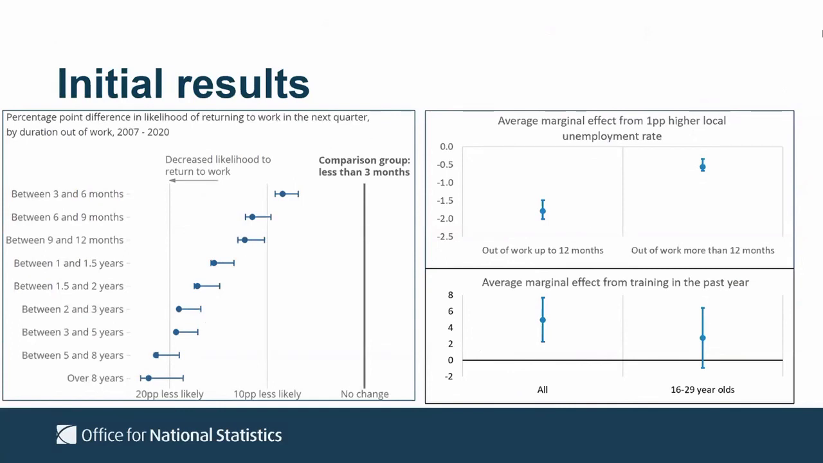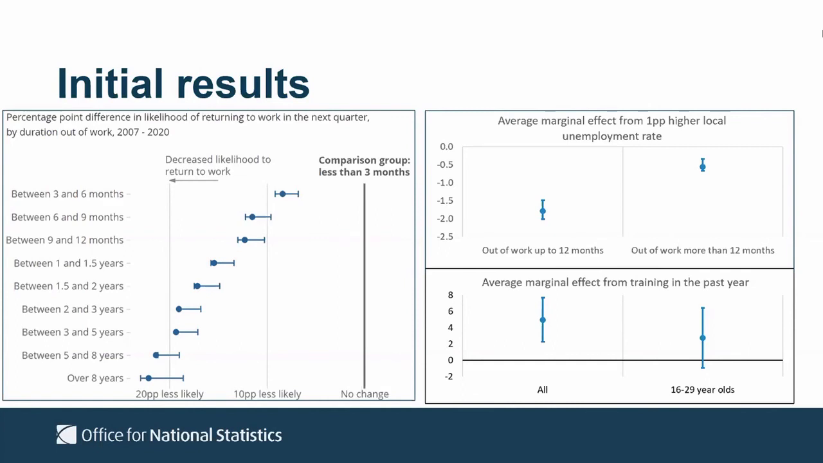Just very quickly, on the left-hand side, you can see the effect that duration has on the likelihood of returning to work in the next quarter. These are all focusing on the likelihood of returning to work. It's the first set of results. We'll be then looking onto the other wider outcomes just described.